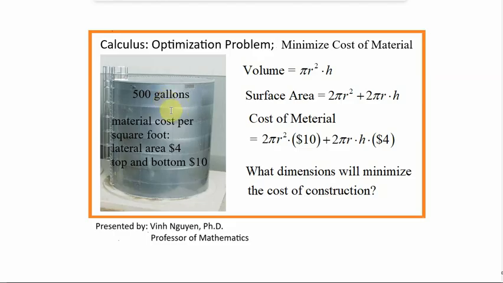The cost of construction, the material cost, is going to be $4 per square foot for the material around the tank, and for the top and the bottom, the material cost is $10 per square foot. The objective for this video is to find, for a 500 gallon storage tank, what height and what radius, or what dimensions, will minimize the cost of construction.